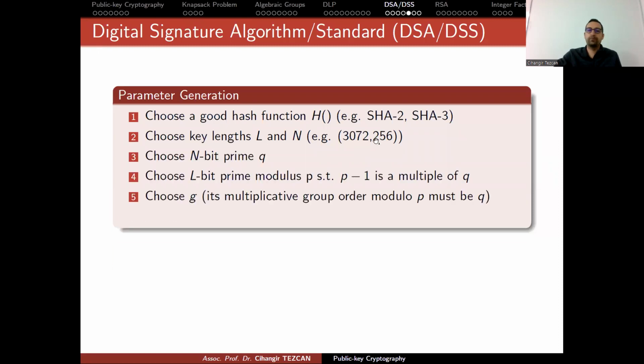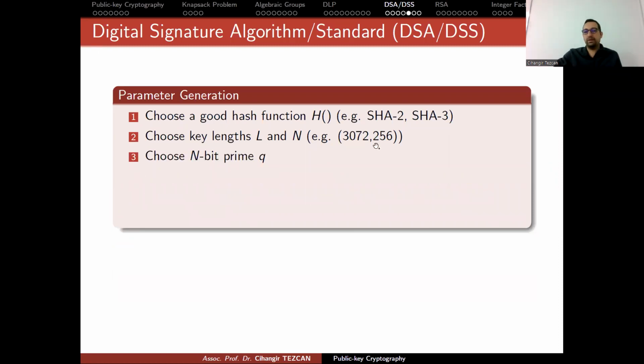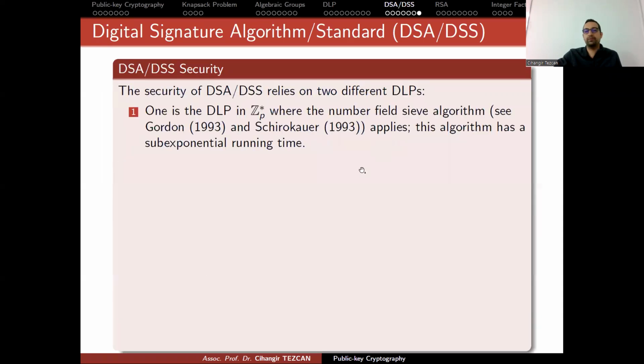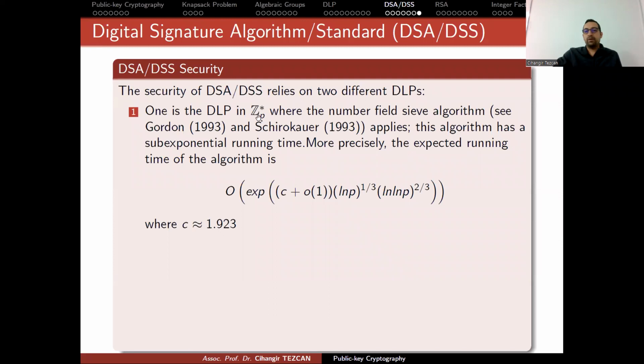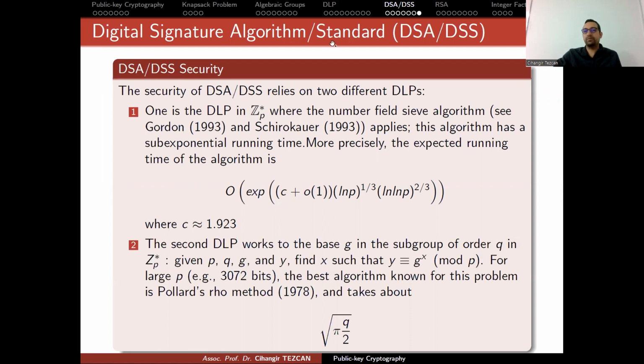But in the case of elliptic curves, we will get rid of this part, because the number field sieve will not apply to elliptic curves. This is why we can get rid of these huge group sizes and we can work on something small like 256 bits.